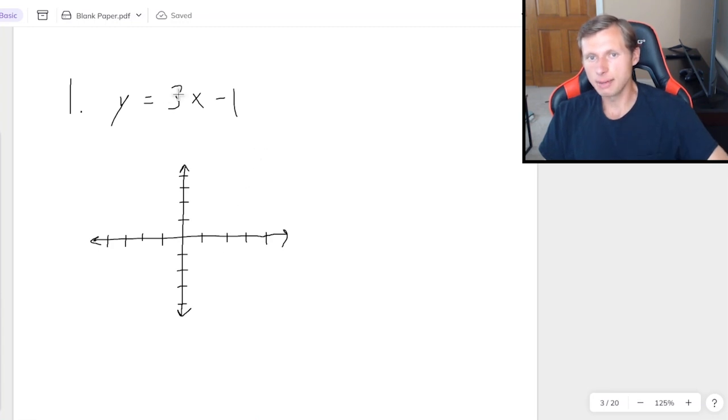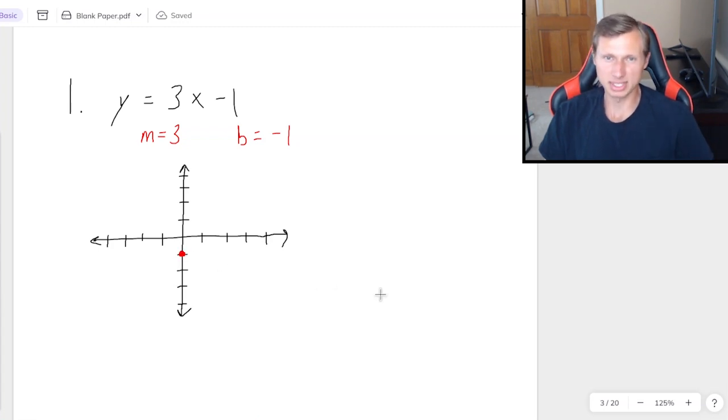So first, I immediately recognize that my slope is 3, m equals 3, and my y-intercept is -1, b equals -1. Personally, I like to plot the y-intercept first because it's really easy. I just have to go to the y-axis, find -1, and put a big dot there because that's one of my coordinate points.